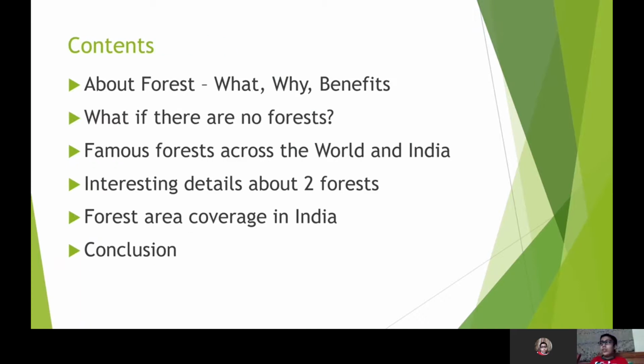Now I'm going to cover the details about forests. What is a forest? Why do we need forests and what are their benefits? What if there were no forests? Famous forests across the world and in India. Interesting details about two forests. And forest area coverage in India.